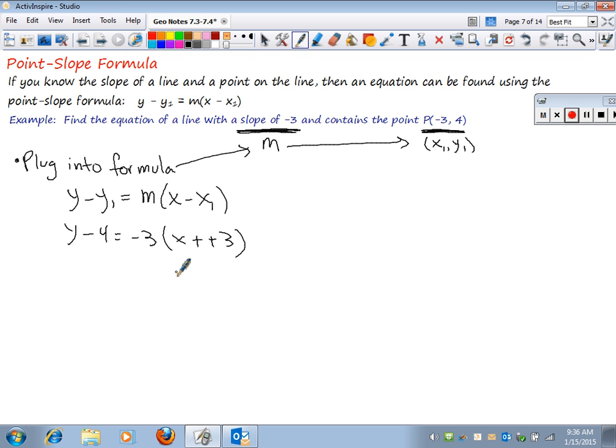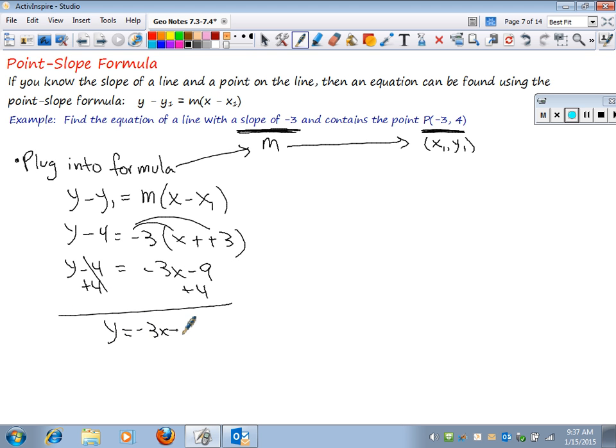All you have to do now to get y by itself is just distribute and then move the 4 over. So we're going to distribute this 3, negative 3x and negative 9, and then bring down your y minus 4, and then add 4 to both sides. So you'll get y equals negative 3x minus 5. All we did from here is get y by itself. That was our goal there, is to get y by itself. Once you plug it into the point, you can just simply get y by itself, and you'll have your equation.